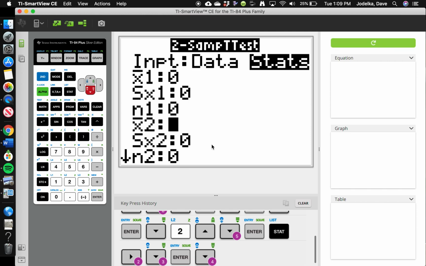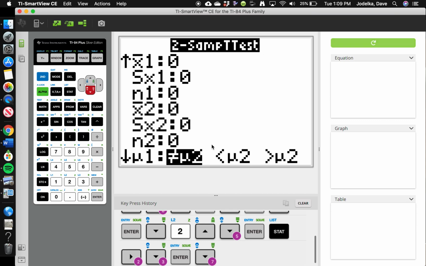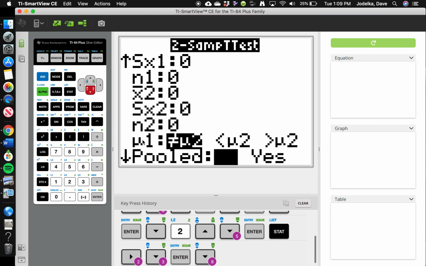You would enter all that in, and then when you make your way down, this is where you would determine your alternative. Am I trying to prove that males and females have different weights? I would just pick this. If I'm trying to prove that females weigh less than males, I would pick this. Or greater than, I would pick this.